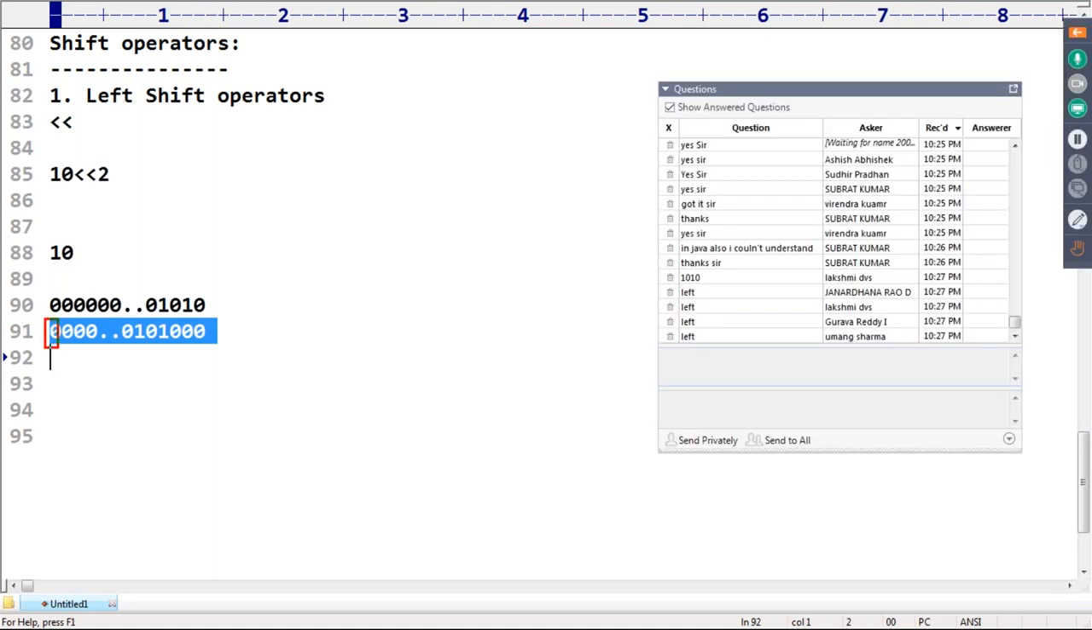What is the most significant bit? Please tell me. The most significant bit is 0. 0 means what? Positive number. If it's a positive number, the remaining bits directly represent the value. Sir, 2 power 0, 2 power 1, 2 square, 2 power 4, 2 power 5, 2 power 6. So 1 into 2 power 6. Do you know binary to decimal?